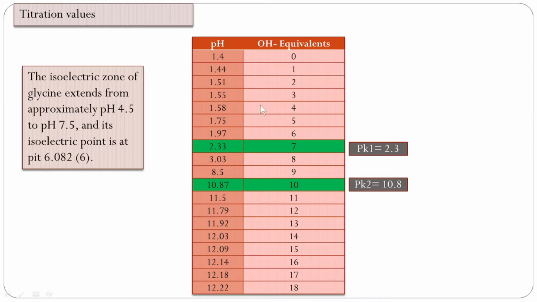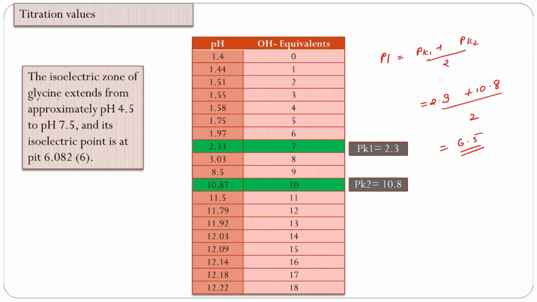This is the titration value that we got during the titration. And as we look at these values, we can see the change in the value after a constant range of values, as here, and that can be pK1. And again there is another change that we are considering as pK2. And these two values, as we substitute in the equation, we know that the equation of isoelectric point is equal to (pK1 plus pK2) divided by 2, which is equal to (2.3 plus 10.8) divided by 2, which is equal to 6.5. This is the isoelectric point.